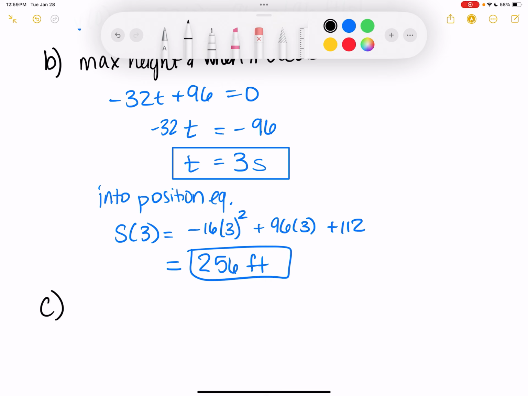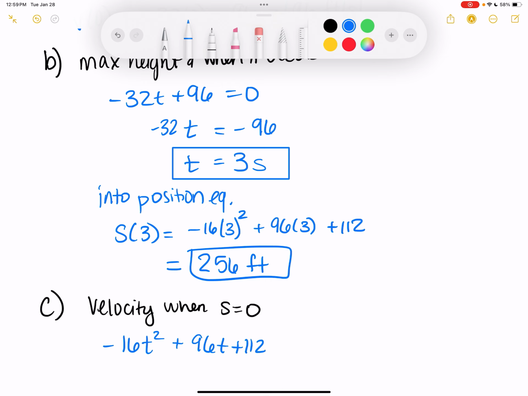Okay. C. Velocity when s equals 0. So we're going to set our position equation equal to 0. Makes sense. Make sure I have that actually written correctly.